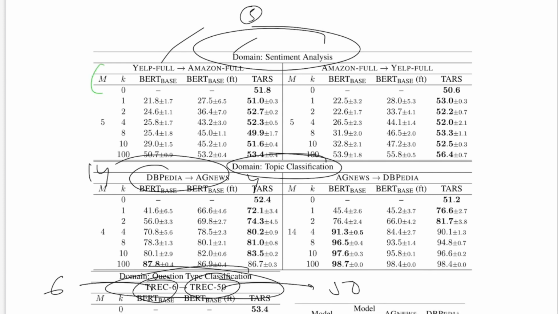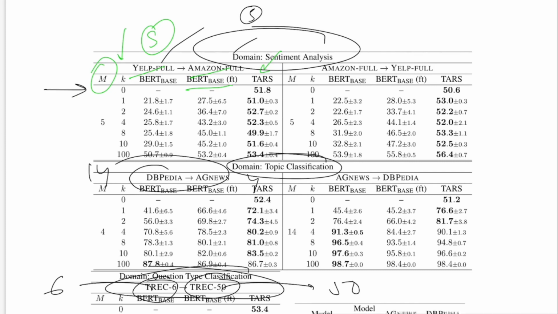So this M over here is nothing but the number of classes in the target corpus. K is the number of samples they use from the target task per label. BERT base is a standard non-transfer learning variant in which you just fine-tune a pre-trained BERT model on the target task. Whereas BERT base FT is a traditional transfer learning variant where you first train on the source corpus, in this case Yelp full, and then fine-tune it on Amazon full. And TARS is the method that they propose.